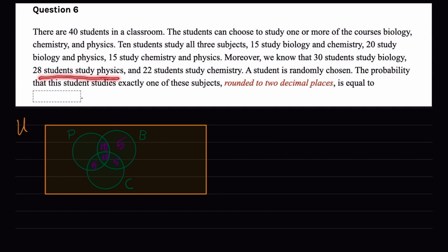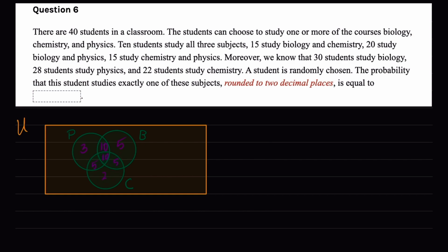And then 28 students study physics. So in the physics circle, I have to have 28 students, 10 of them here, 10 of them here, 5 of them here. So 3 is left for this portion. And finally, for the chemistry, I have 22 students in the chemistry circle, 5 here, 10 here, so 2 is left for here.